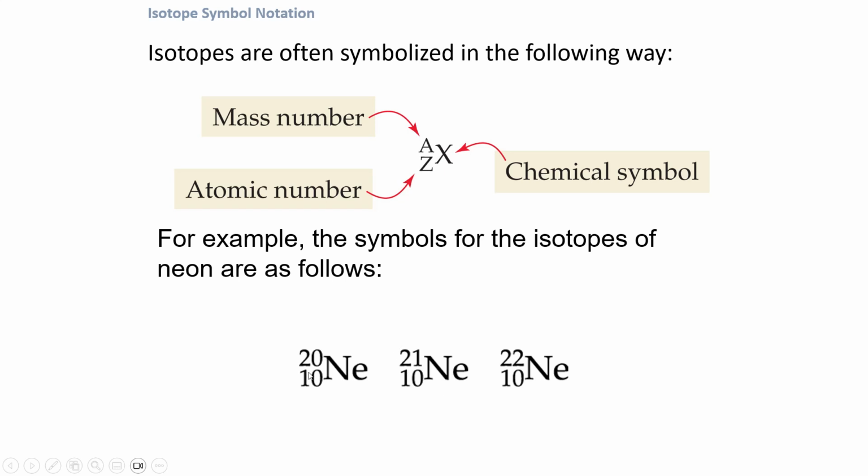So it's most common for neon to have 10 protons, 10 electrons, and then if you do the mass number minus the atomic number, you get the number of neutrons, so 10 neutrons. But there are some times where you'll find forms of neon that have 11 neutrons or 12 neutrons.